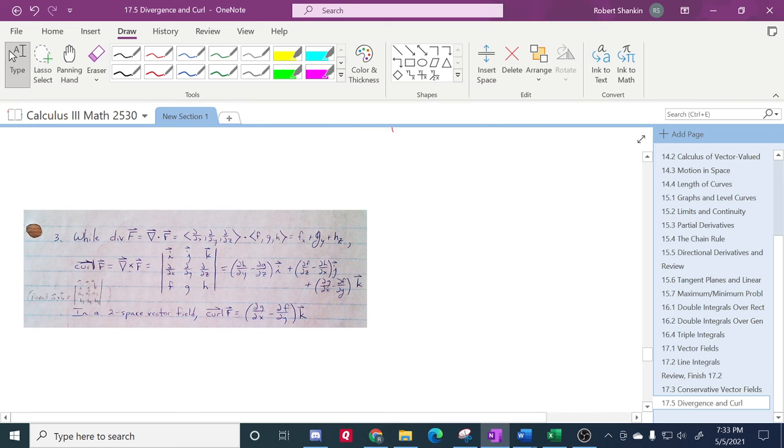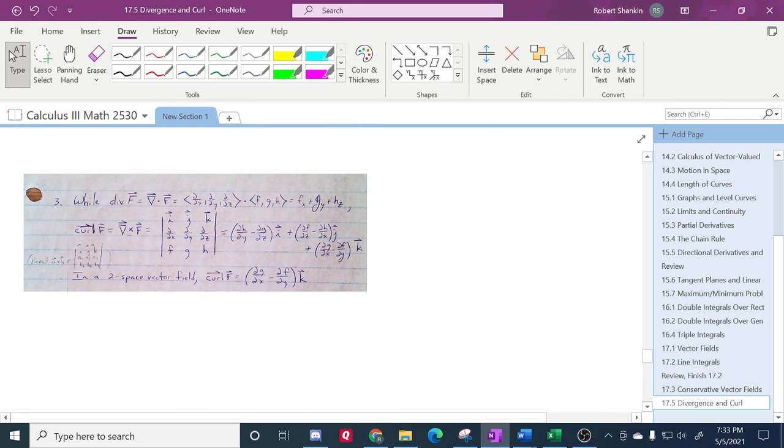Let's go back here in two-space. In a two-space vector field, the curl of F is just the difference of the mixed partials. But if this difference is zero, then that means this mixed partial and this mixed partial are equal. And so if the mixed partials are equal, then you're conservative. That's also saying if the curl is zero, you are conservative.